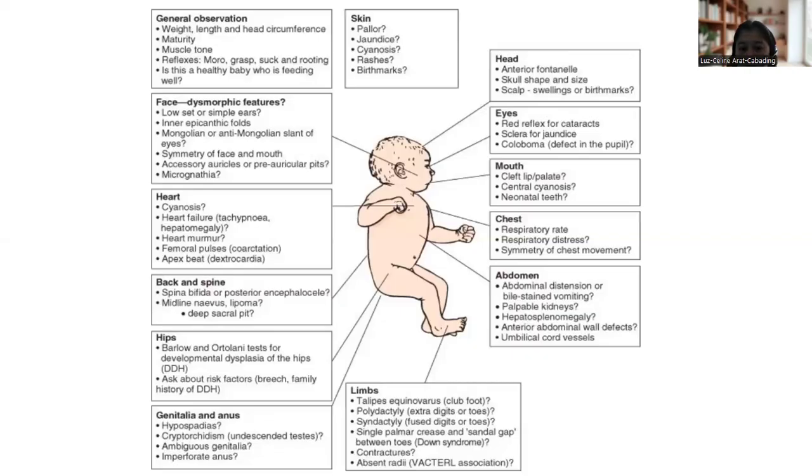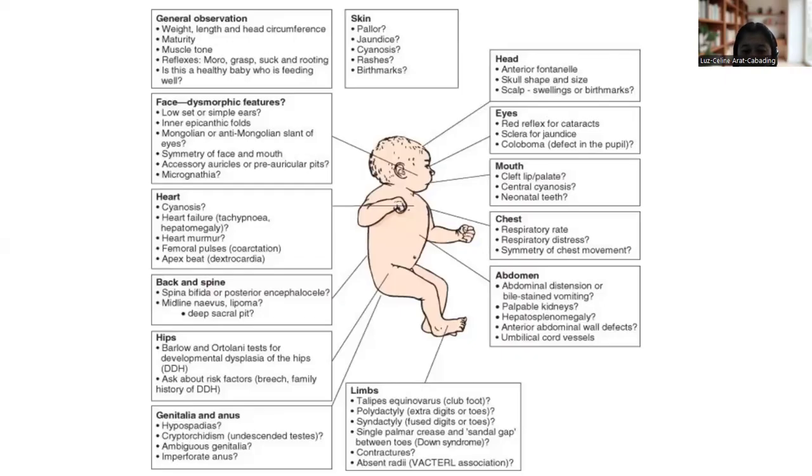If we go to the other side, we look at the head, the eyes. Take note, absent red reflex in the eye is a signal for cataract. A yellow sclerae, or the white portion of the eye is yellowish, that's a sign of jaundice, that's a sign of liver issue. If you look at the abdomen, if there is vomiting that is bile stained, that means we have some gallbladder issues.